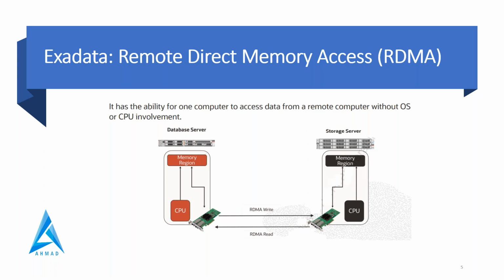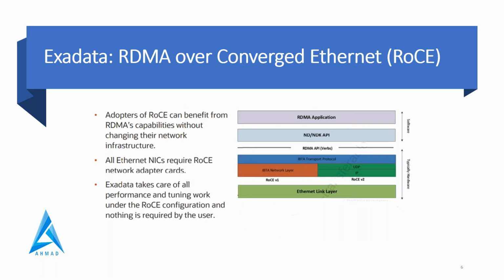Now, third is RDMA over Converged Ethernet. As you can see, we have the RDMA application here, then the API, then the RDMA API, then the transfer protocol, then the network layer, then RoCE v1. Here we have UDP, IP, RoCE v2, then the Ethernet link layer. So these are the components we have in that.